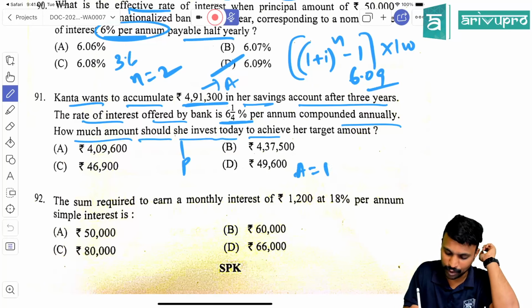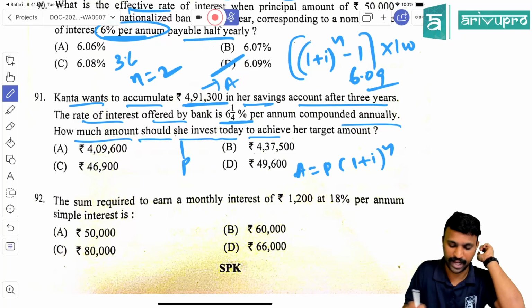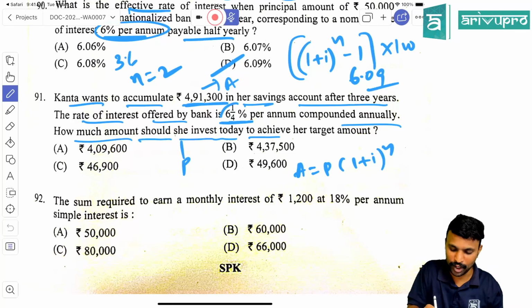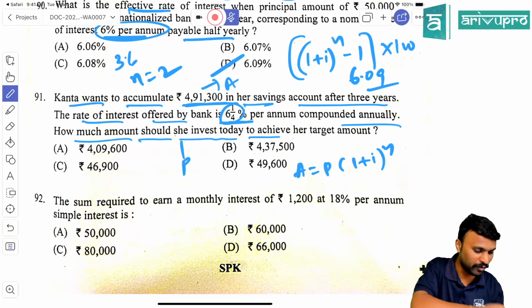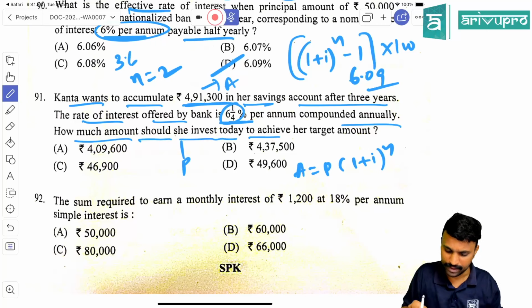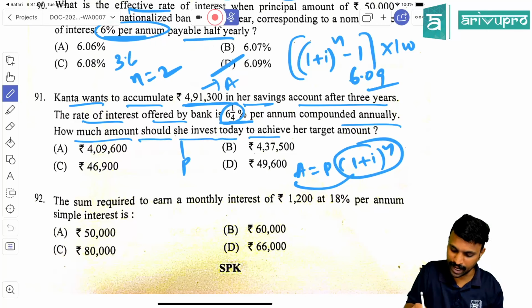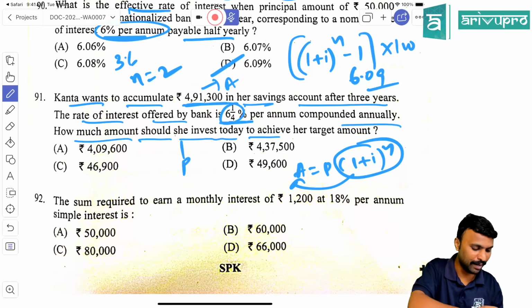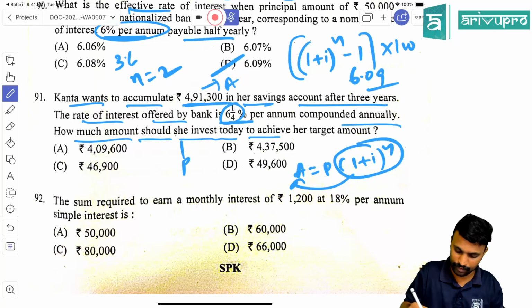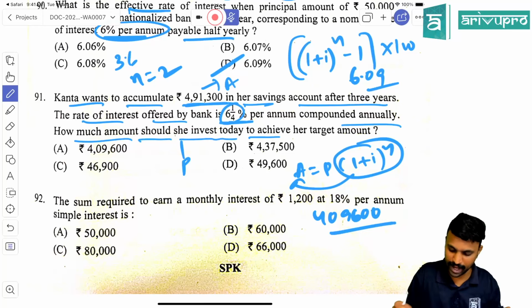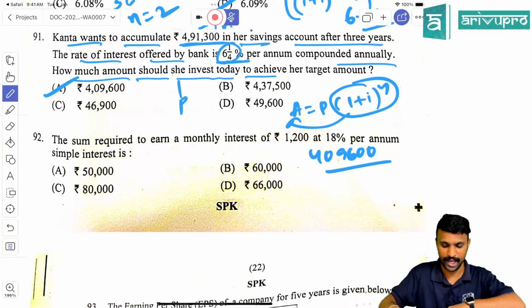So A is equal to P into 1 plus I whole power n. Guys, 1 plus I is 6.25% is 0.0625, plus 1 means 1.0625. Raise the power to 3 years. Press into equal to twice and take this on the other side. That means divide equal and multiply with the amount. Amount is 4,91,300. So you get 4,09,600. So option A is the right answer.